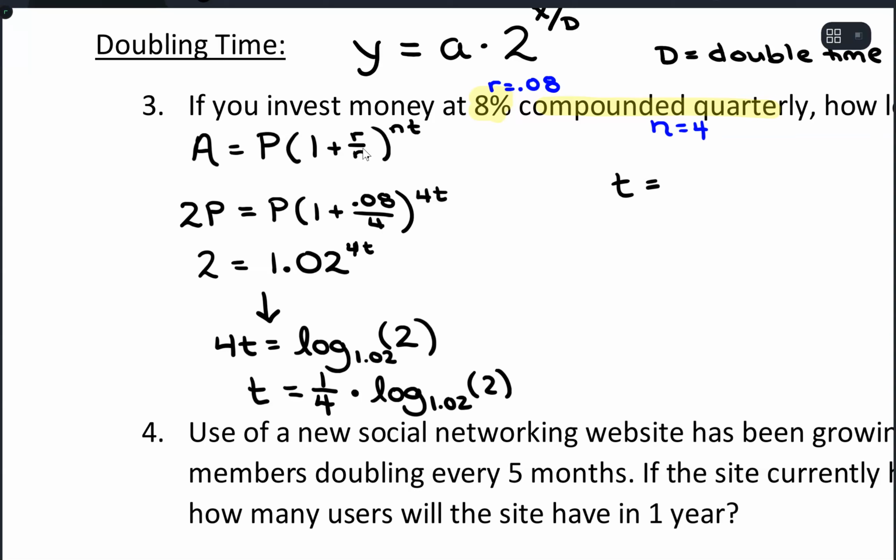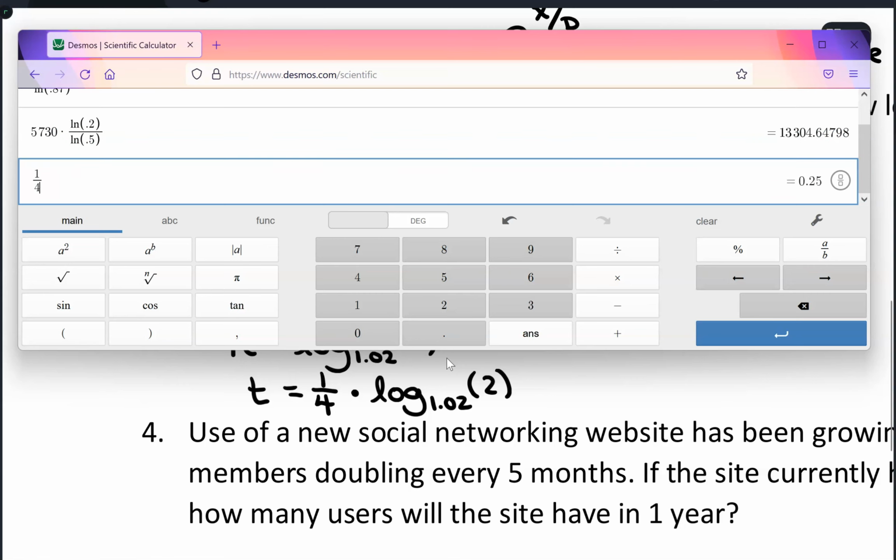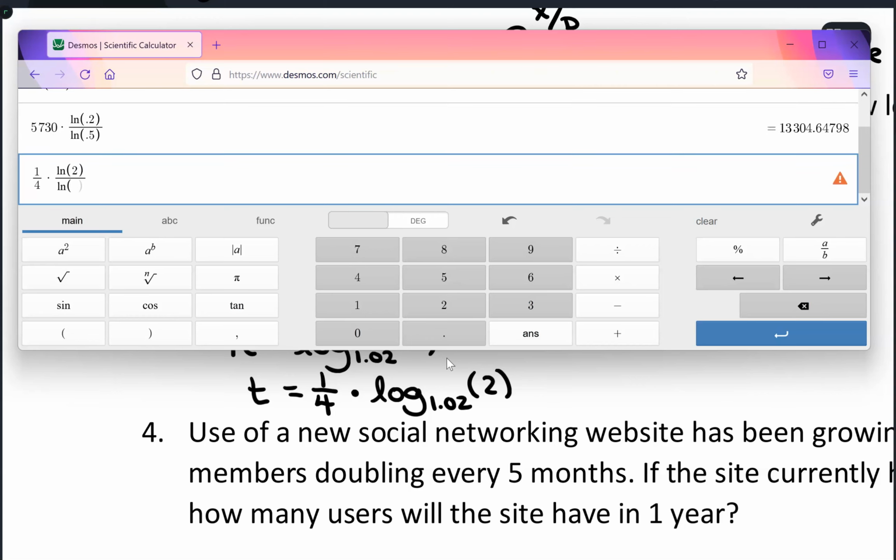And then we'll go to our calculator. So I'm going to go 1/4 times, and then this will be log of 2 divided by log of 1.02 for that base, and that is 8.75.